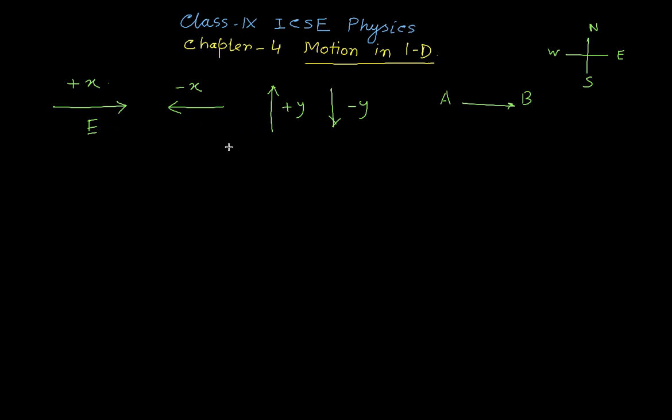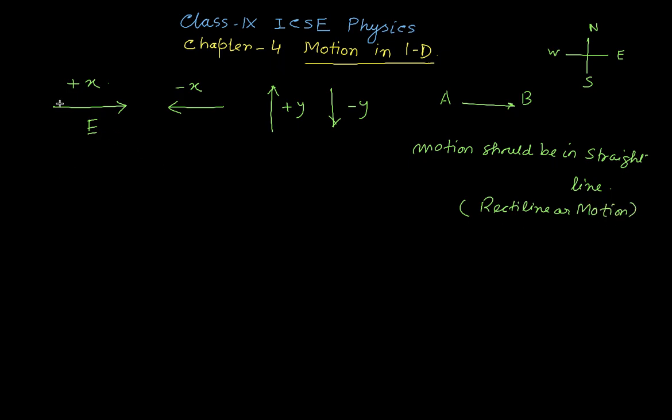If we are going to west, then it is also a motion in one dimension, and that motion should be in a straight line. The important key note is that the motion should be in a straight line. That's why this motion is often called rectilinear motion.